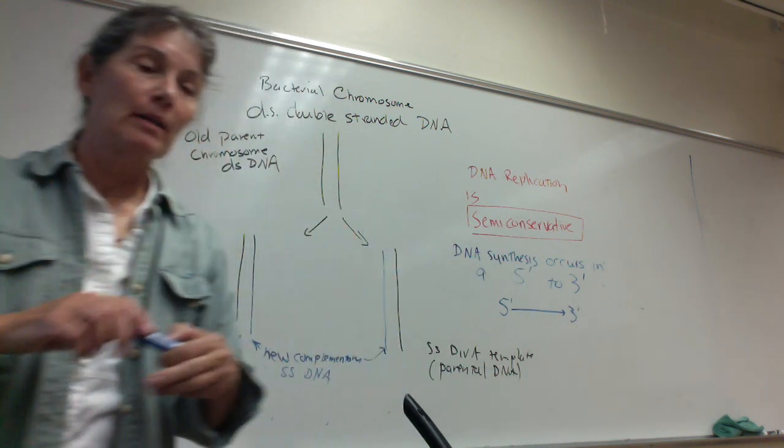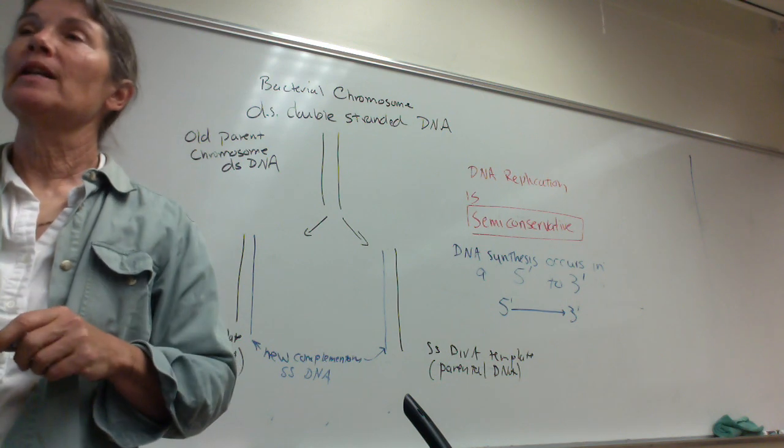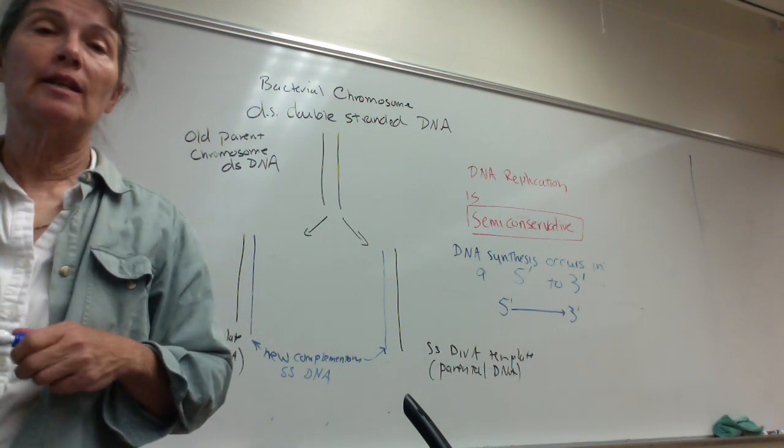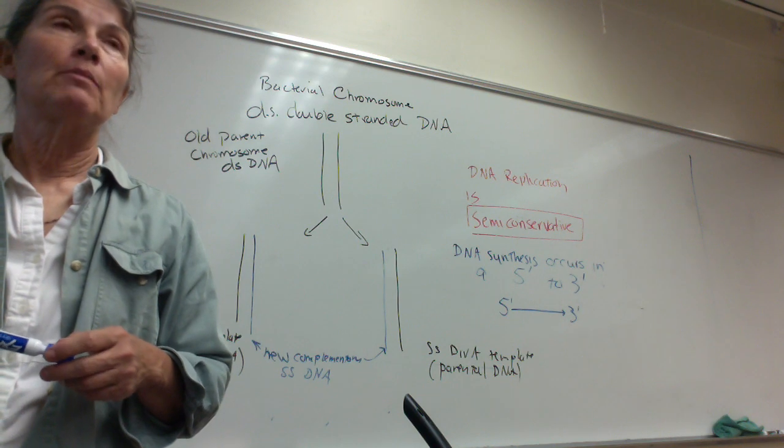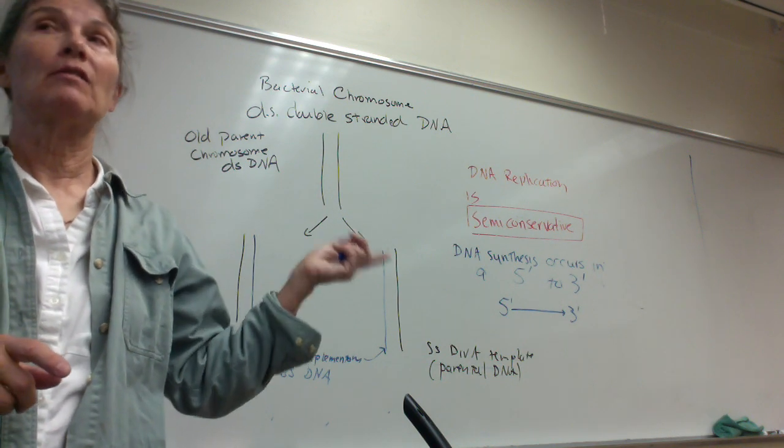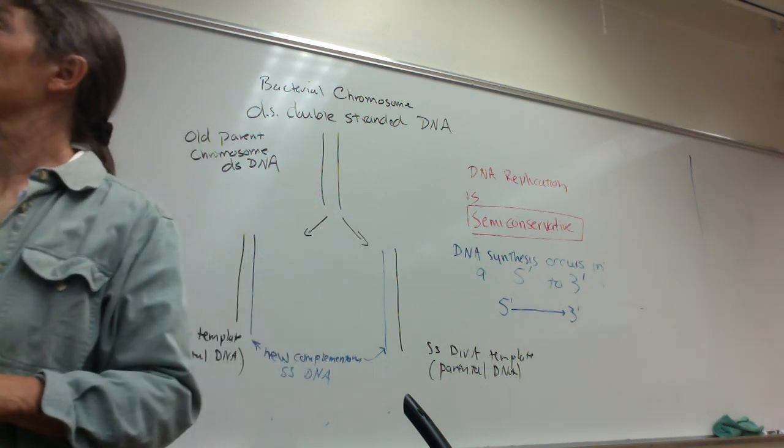So again, synthesis is always 5' to 3'. And again, folks, when we start looking at the details of DNA replication in bacteria, we're going to see this is going to create a lot of problems for the little bacteria.